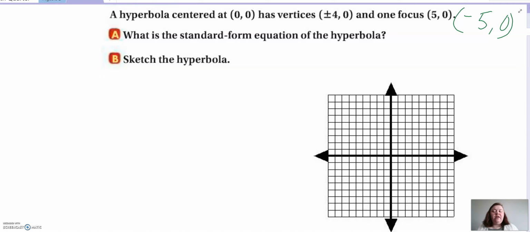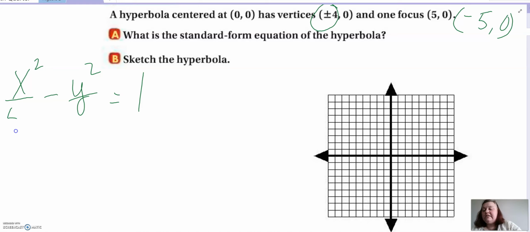So we need to know whether it's x squared minus y squared or y squared minus x squared. And we can get that by just looking at our vertices. We have a non-zero number in for x. So that means x squared has to go first. So x squared minus y squared equals 1. And now we need those denominators too. Now our vertex is plus or minus 4, 0. So that's our a value. So 4 squared would go here. But we don't have b. We don't know what b is.